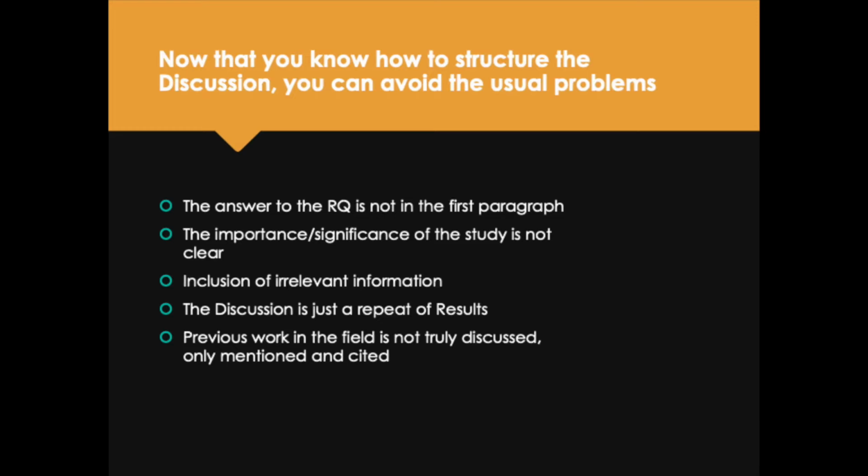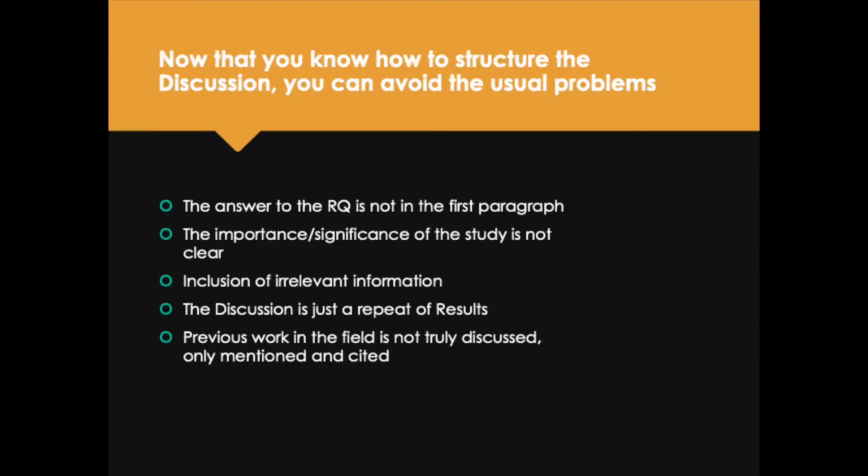Now that you know how to structure your discussion section, you can avoid some of the typical problems that I see in discussion sections. A big one that I see is that the answer to the research question is not in the first paragraph. It might be buried halfway through the paper, it might be in the final paragraph, or maybe they don't even answer it directly and they leave it up to the readers to puzzle everything together. So that's a big one that I see. Make sure you don't make that mistake.